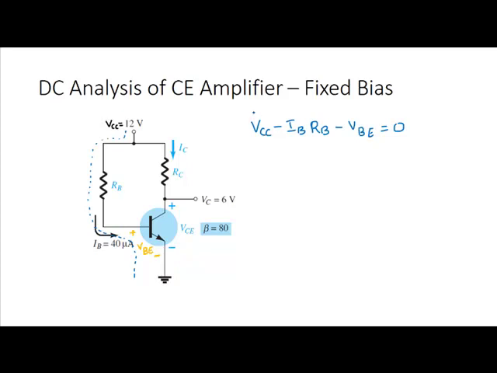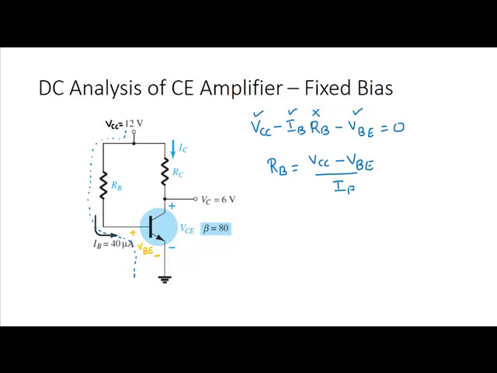We know the value of VCC. We know the value of IB as well. VBE is equal to 0.7 volt because this is a silicon transistor. So this value is also known. The only parameter that is unknown and which we are expected to find is RB. So I'll rearrange the expression to find the value of RB. So RB will be equal to VCC minus VBE divided by IB.